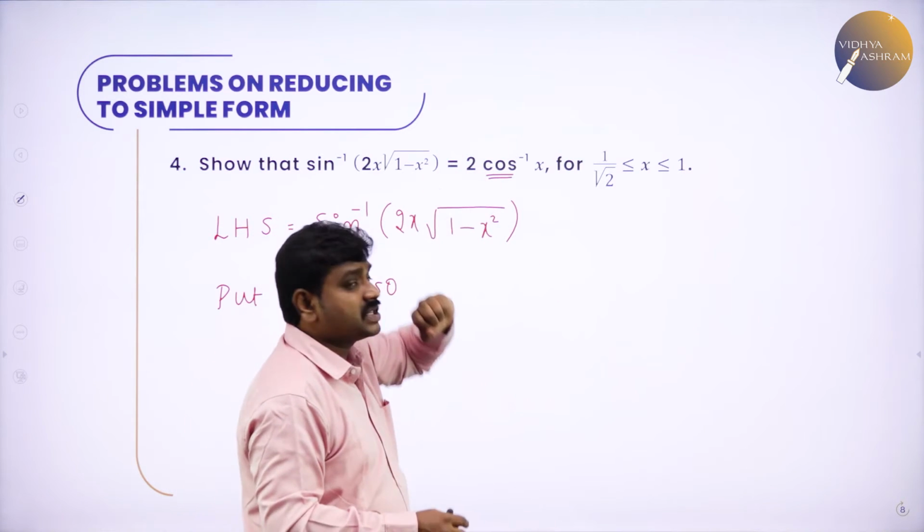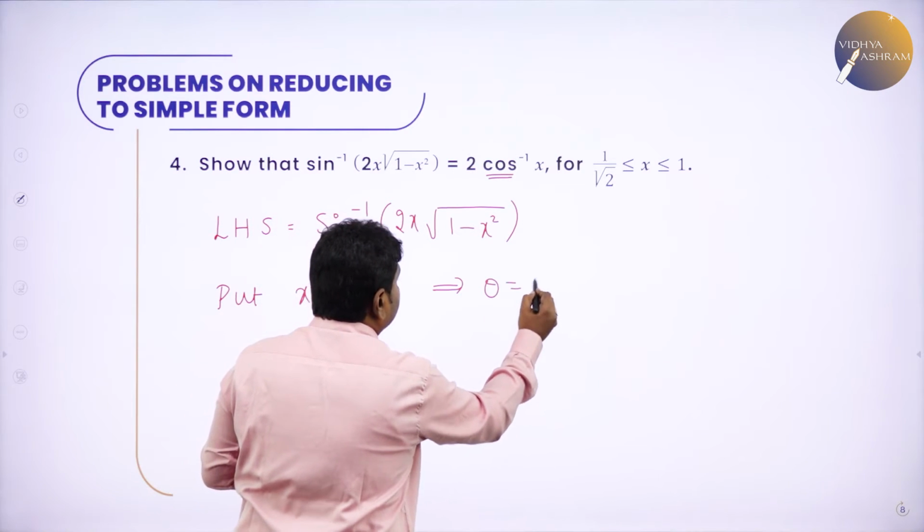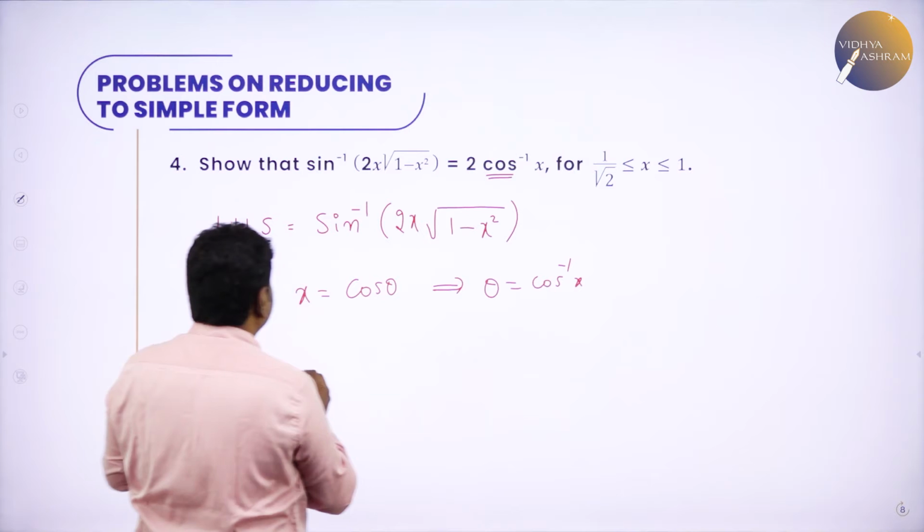So when I saw cos, the hint is x is equal to cos theta. Then theta becomes cos inverse x. Because I need cos inverse x, I have to take this. Now I will put that.